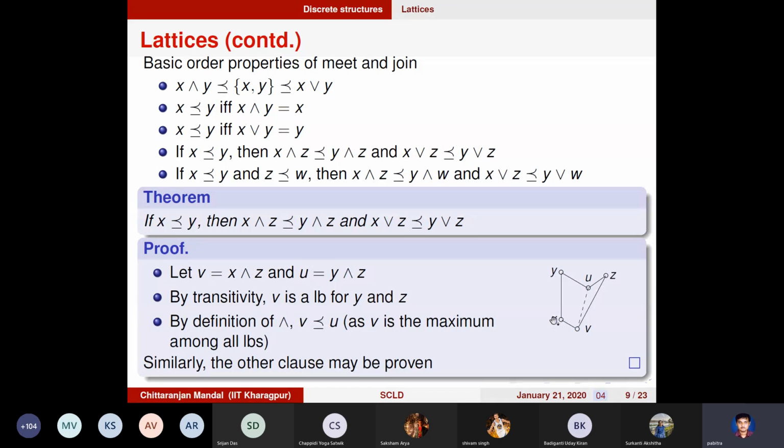And since x is less than y, this dashed line is an inferred, an implied less than or equal to. Okay, so v is kind of the lower bound of y and w, so this has to be there. This has to be less than u. So it is easy to prove that. In fact, these are pretty intuitive. If you just look at them and simply apply the definition of meet and join and simple transitivity, you will get this.